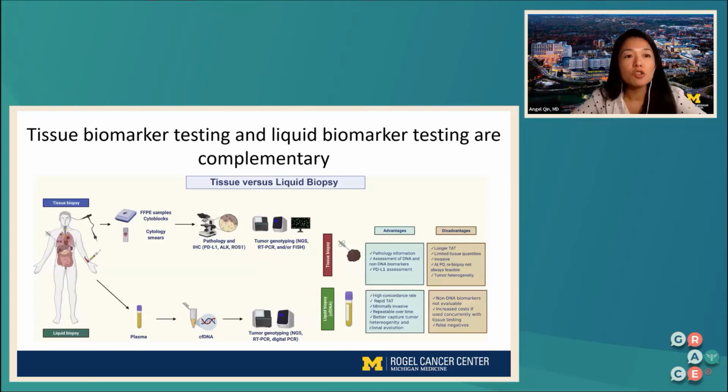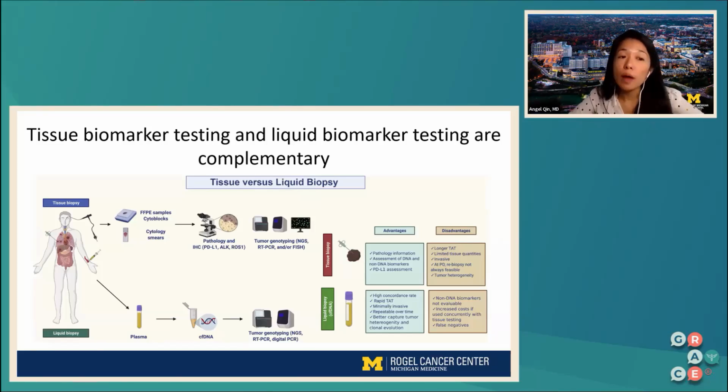As I mentioned before, tissue biomarker testing and liquid biomarker testing to me are complementary. I think they're both necessary at certain times when we're taking care of a patient. So again, for the tissue, that I think is our gold standard. We're putting the needle right into the cancer itself. And there are certain biomarkers that are really important, for example, the PD-L1 level, which we'll talk about, which we can only do on tissue.